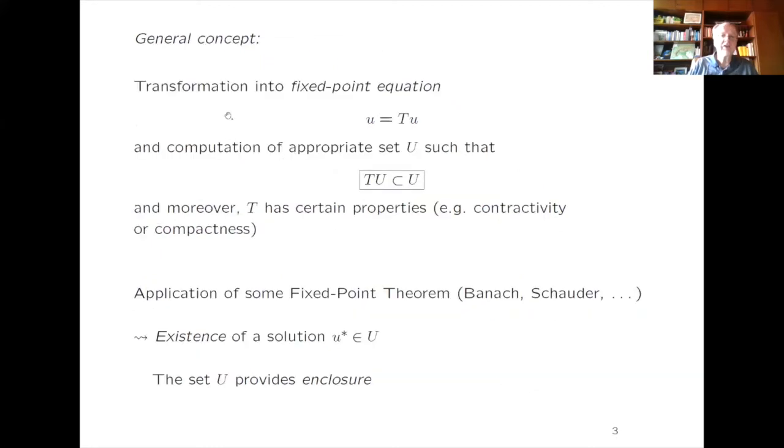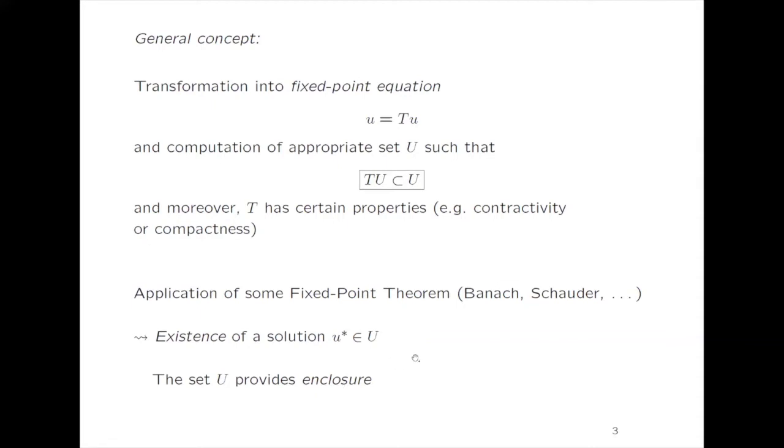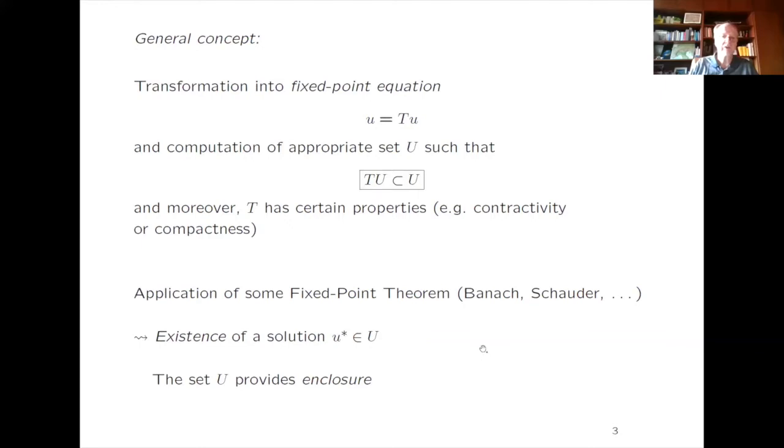So the general concept is transformation. Everybody among us knows this, I guess: transformation to some fixed point equation, computation of an appropriate set which is mapped into itself by the fixed point operator, and moreover such that T has certain properties like contractivity or compactness, and then apply some fixed point theorem, Banach's theorem or Schauder's fixed point theorem, to get an existence of a solution u star in U by the fixed point theorem, and that set U then provides the enclosure of the solution. I think that's a common approach for all kinds of nonlinear problems in analysis.